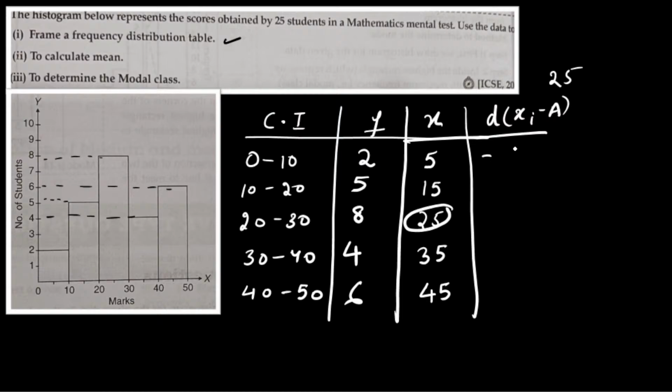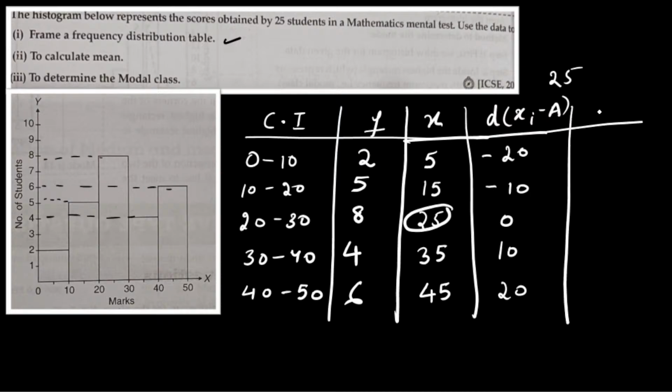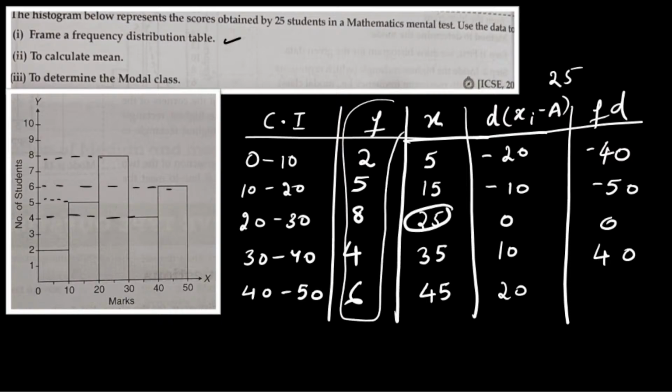So 5 minus 25 is minus 20. 15 minus 25 is minus 10. So this is 0, this is 10 and this is 20. Now we have to make a column of fd, like f into d. So 2 into 20 is minus 40. 5 into minus 10 is minus 50. 8 into 0 is 0. 4 into 10 is 40. So the frequencies I am just multiplying with the deviations. And 6 into 20 is, 6 into 2, 12, so 120.